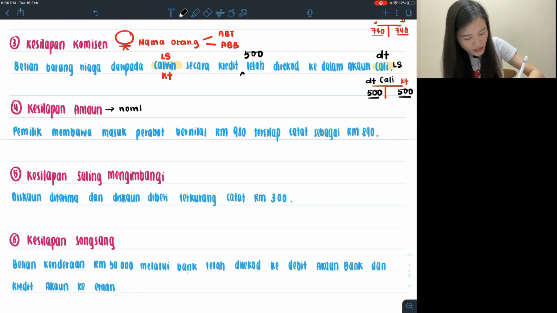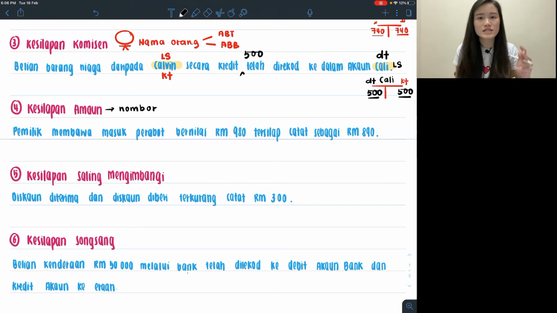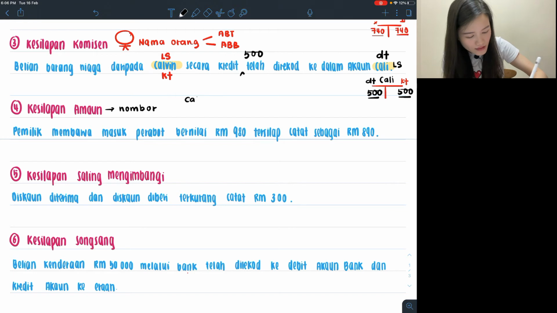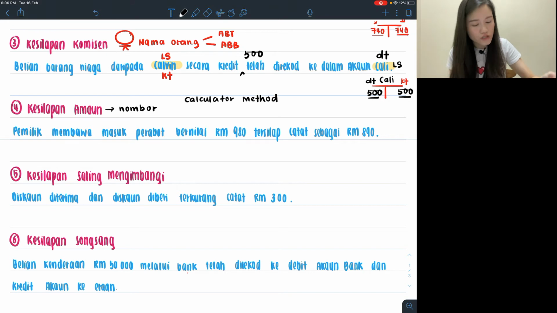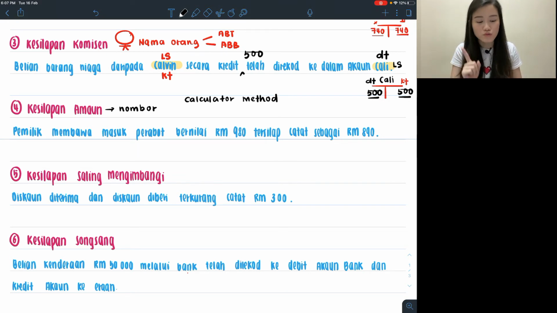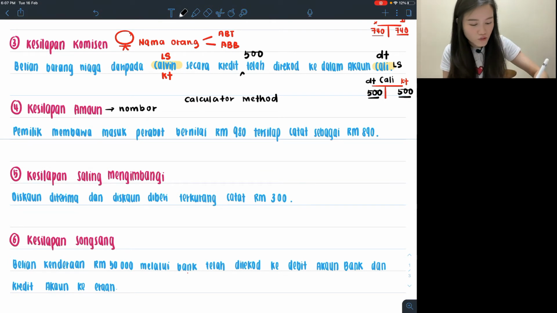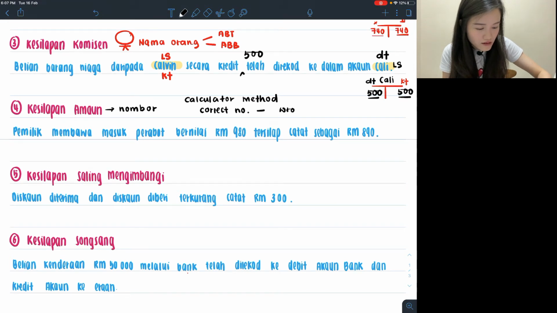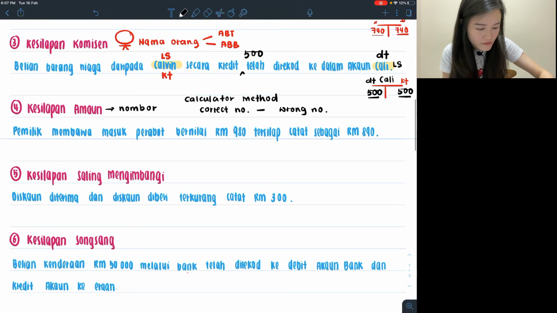Nombor. And I would like you guys to use a calculator method. Calculator method means that you will use your calculator to help you identify what the correct answer is supposed to be. So the way to do it is to use the correct number minus the wrong number.